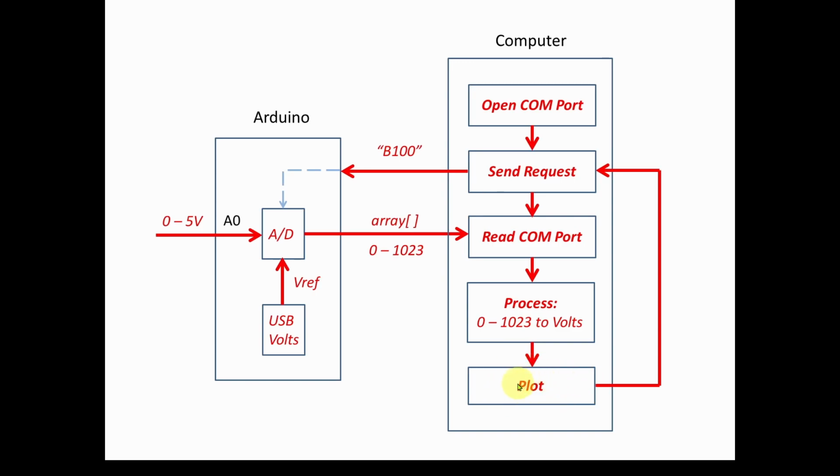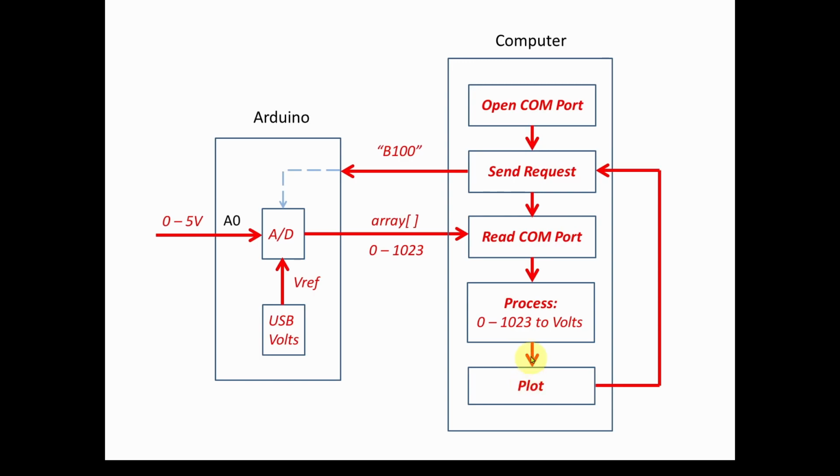And once the plot's all done, we're going to have to go through that process all over again so we can refresh. Every scan, we'll send out another request, get the data, and do a plot. Refresh the oscilloscope trace, send another request, get the data, read it, process, and plot. So that's the basic functionality.